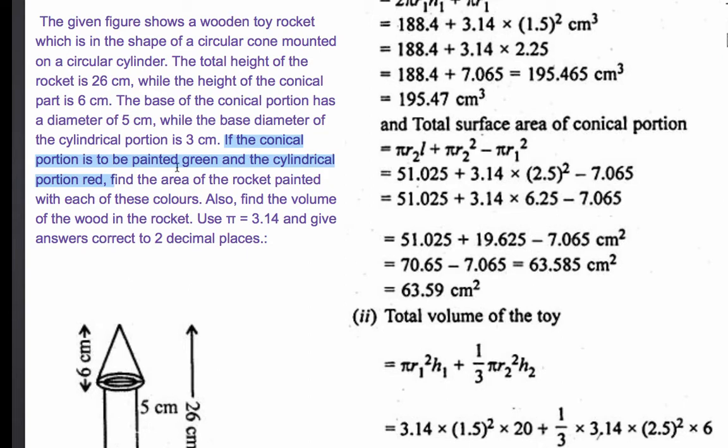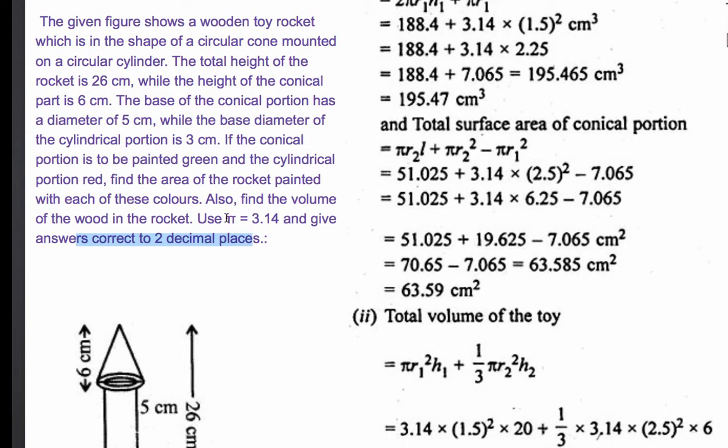The third part says find the area of rocket painted with each of these colors. Also find the volume of the wood in the rocket. Use pi as 3.14 and give the answer correct to 2 decimal places. So the last part of this question, giving the answer correct to 2 decimal places, we will take that at the end.